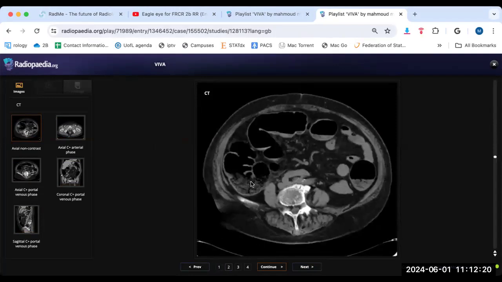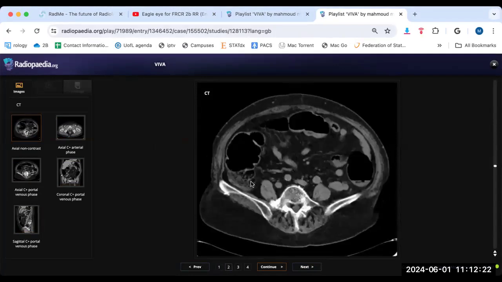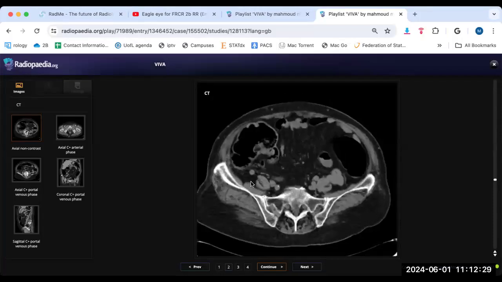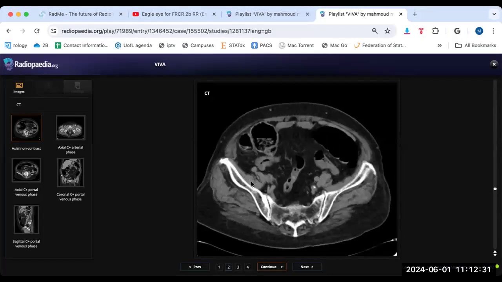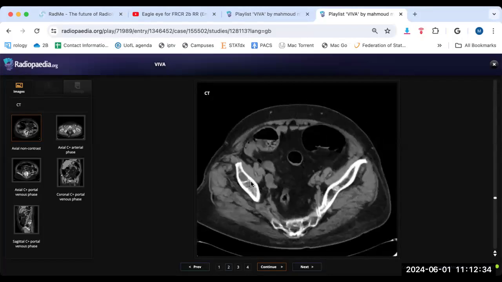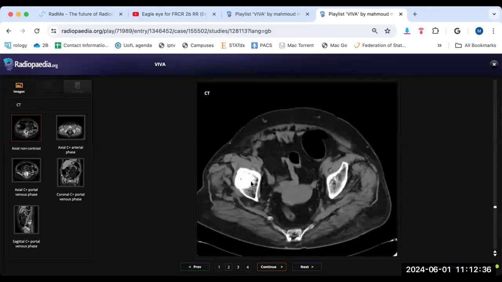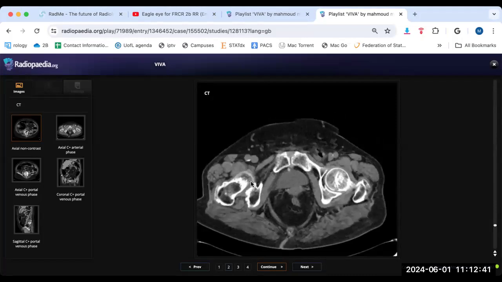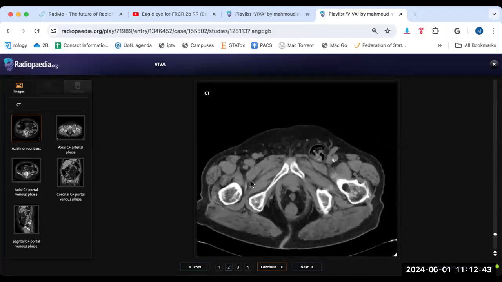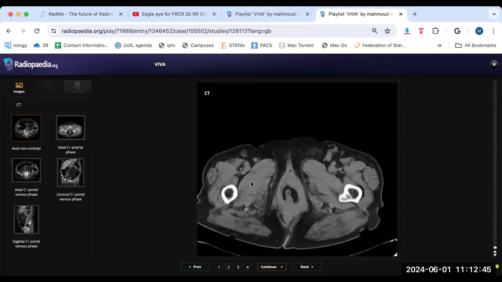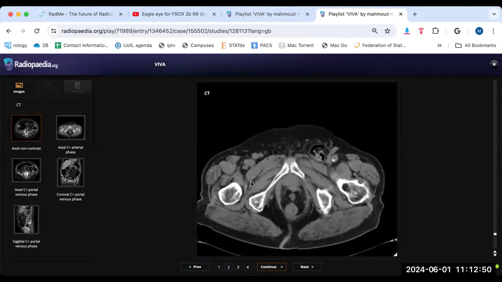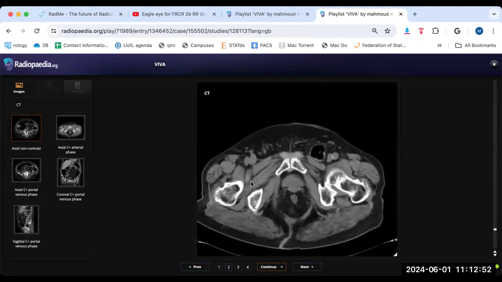So I'm presented with an axial CT scan. I didn't hear the history. Abdominal pain. Okay, for a patient who presented with abdominal pain, I am scrolling through the images and trying to see the cause of that abdominal pain. The first thing I see is that there is a hernia within the left inguinal region, or it could be femoral actually, because it's lateral to the pubic tubercle.